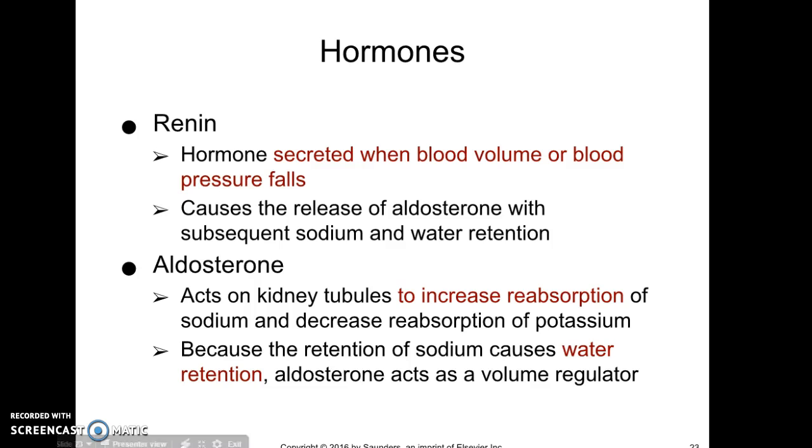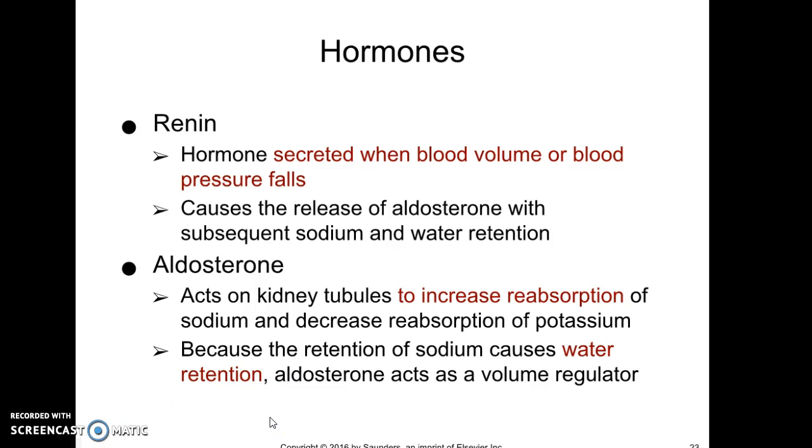How the kidneys know whether to excrete or reabsorb has a lot to do with these little chemical messengers called hormones. One of the hormones that has a lot to do with how much water gets reabsorbed is renin. Renin is a hormone that gets secreted when the blood volume or blood pressure falls, and renin causes the release of this other hormone, aldosterone, with subsequent sodium and water retention. And so if someone needs to retain water, then the hormone renin might be secreted, and that would add to the volume of the blood.